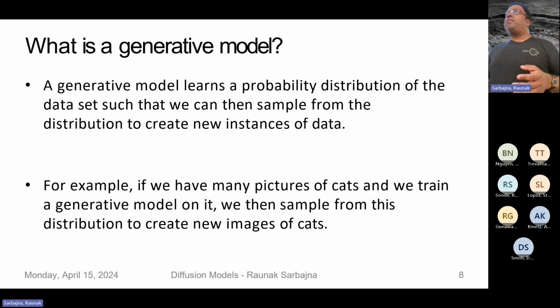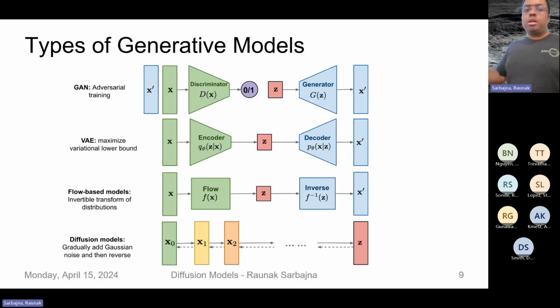Like I said, there are various kinds of generative models. The top three are not what we're going to be talking about today. Those are GANs, VAEs, and flow-based models. GANs are generative adversarial networks, VAEs are variational autoencoders, and then flow-based models. They've all been successful. They generate very high quality images, and some of those are used in diffusion models as well. But each of them has limitations.